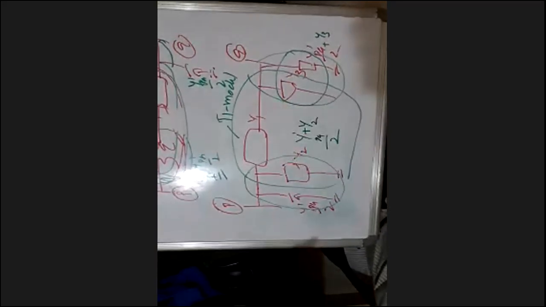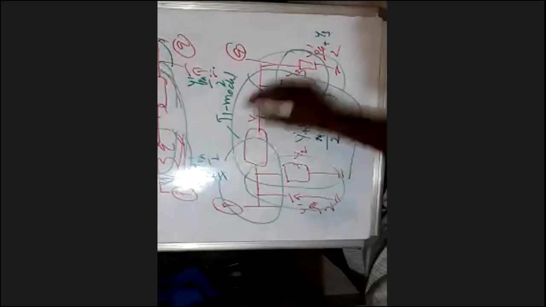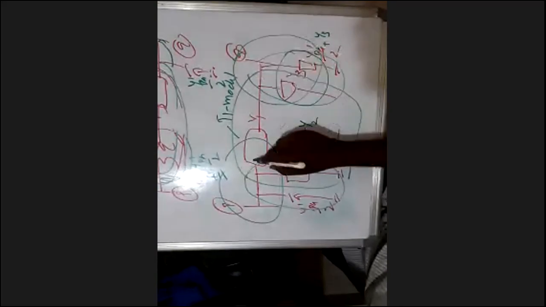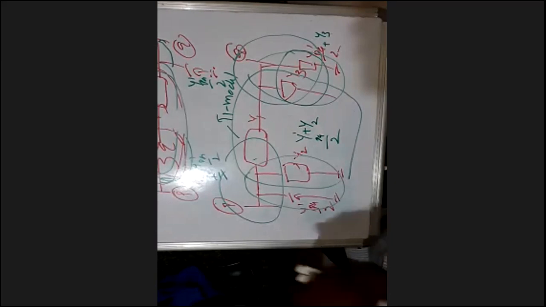Now can I apply the direct inspection method? So these elements are connected at this bus, these elements are connected at this bus, and this becomes the transfer admittance between P and Q, right?